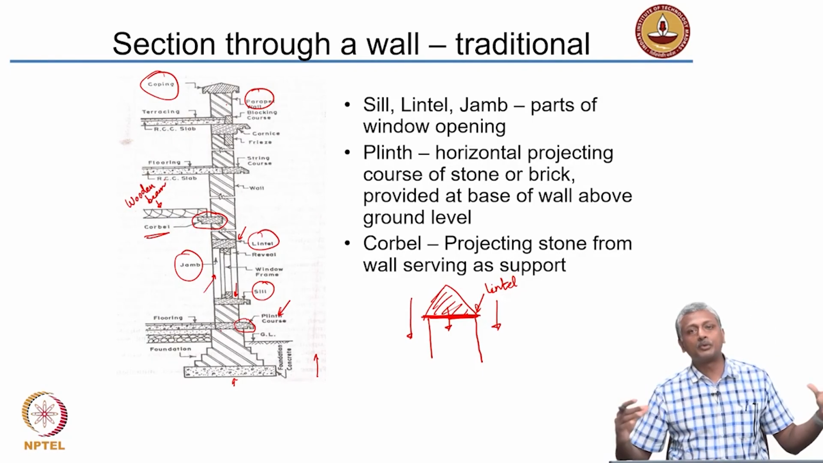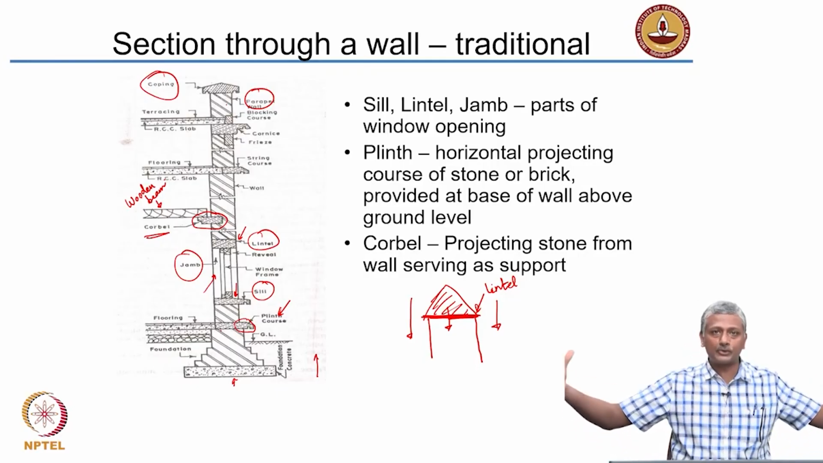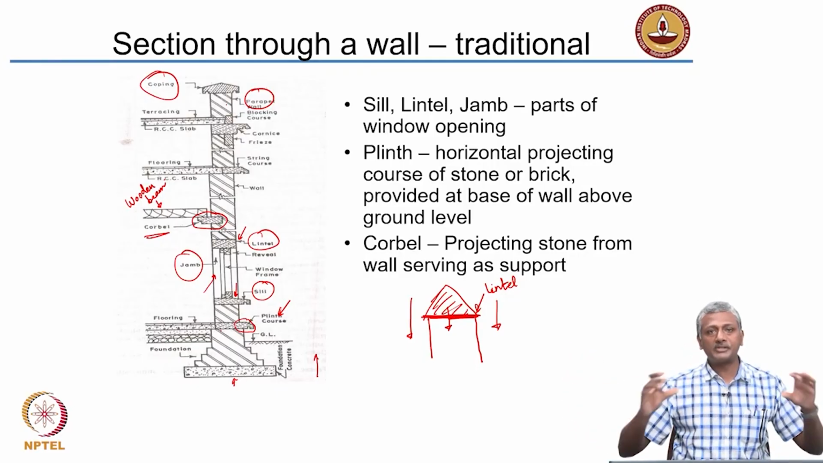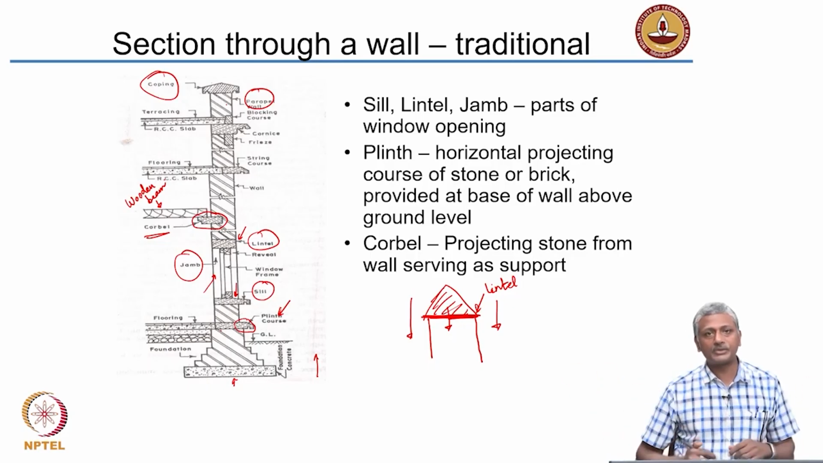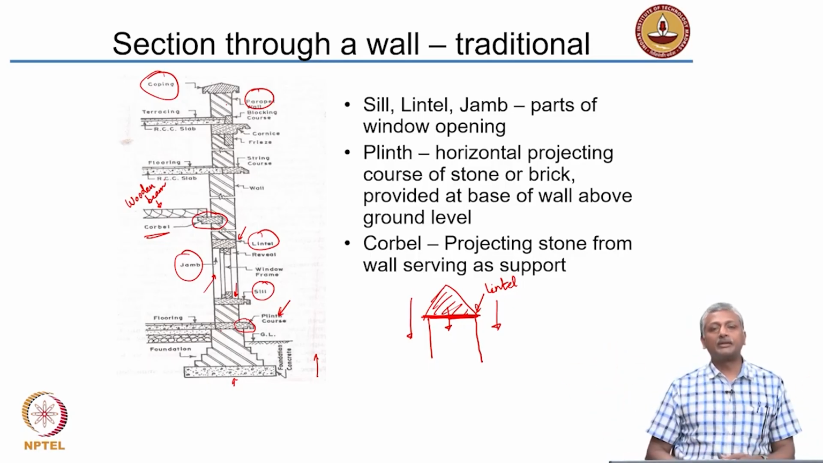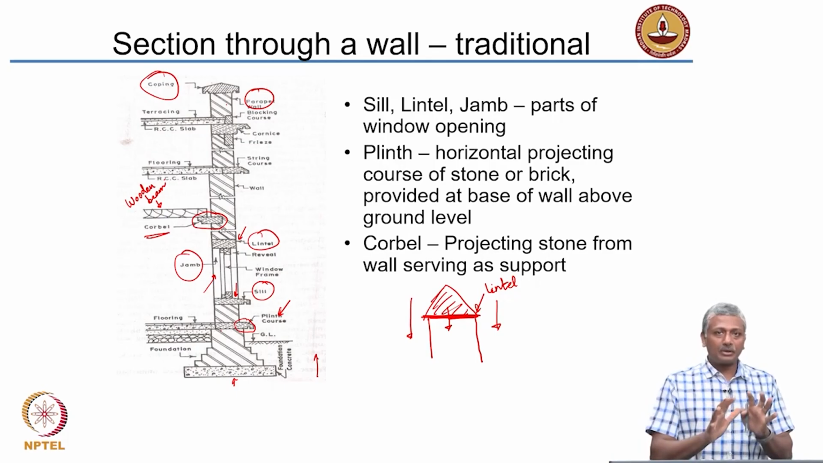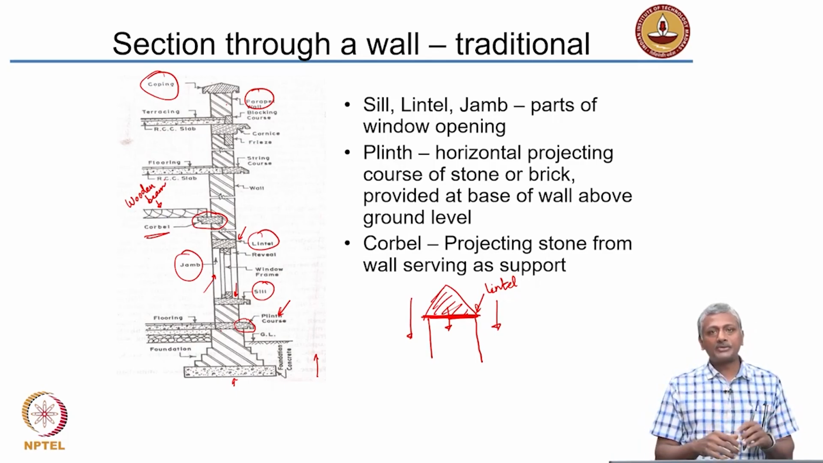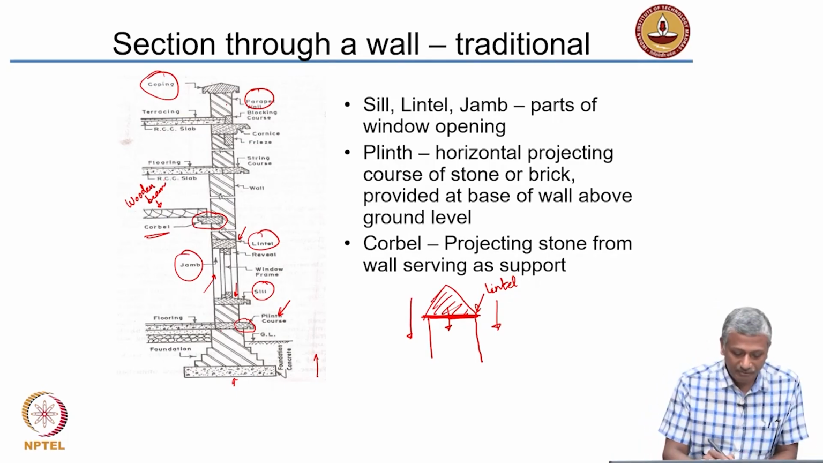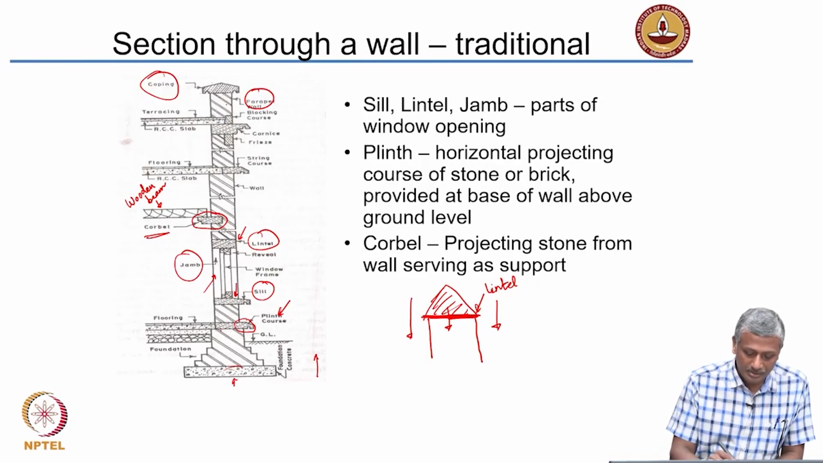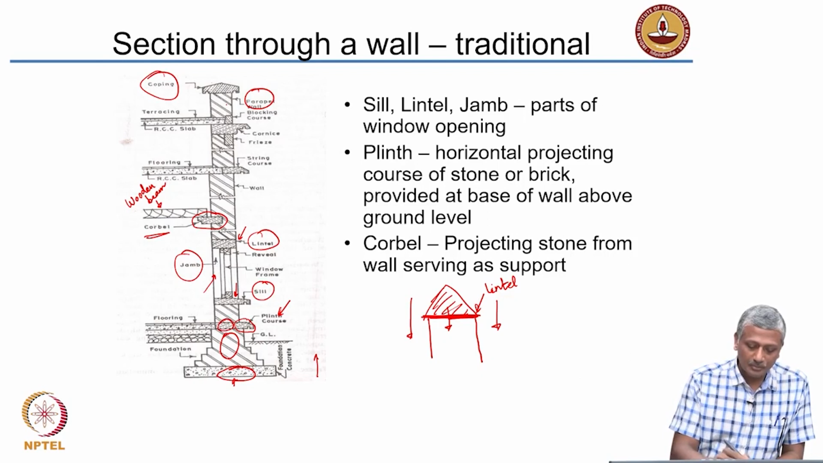Okay. So, you want to support some things internally, you project out stones from the wall, and those are called corbels, and you are using that for supporting something internally. So, your entire wall is now broken up into several different materials. So, you have concrete here, this is brick, that is stone, and of course, in the flooring it depends on what layers you have.